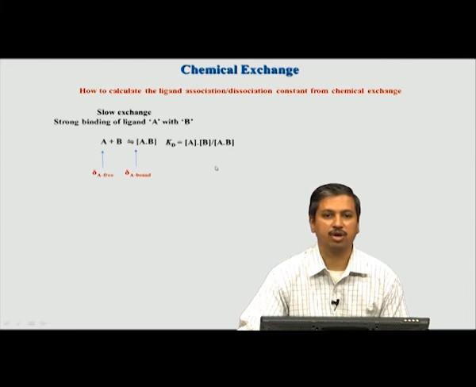Okay. So, how can we determine this by NMR? Let us say you are having a slow exchange process, that is a strong binding of A with B, then you may expect 3 peaks.